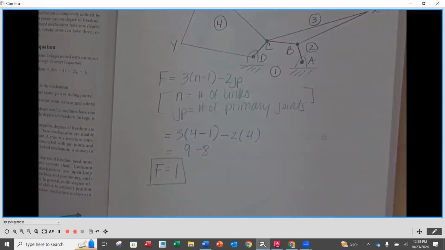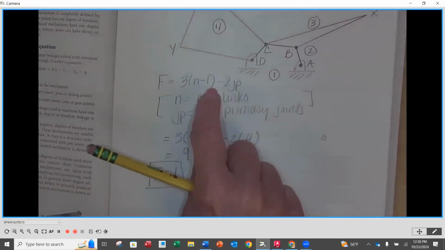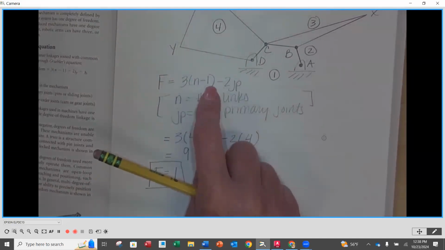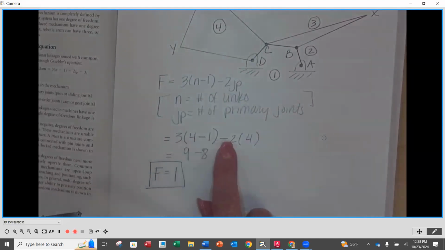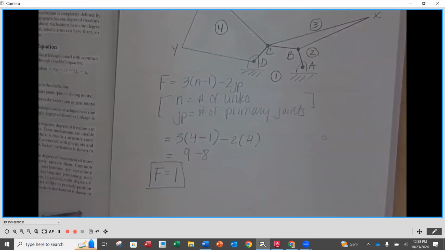Okay. So you need to write your equation in variable form, this equation right here, just as you see it. Then you're going to show your values from your diagram above. So you're going to put in how many links there were, how many joints there were. And then you're going to do the math and give me your final answer. Show your work. You're going to do this each time that you have a mobility equation to do.